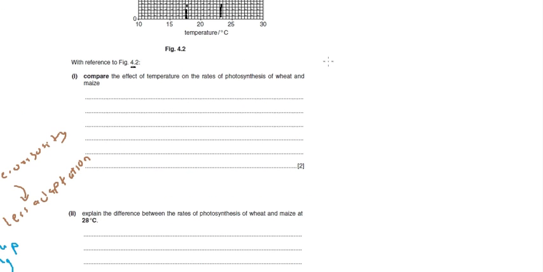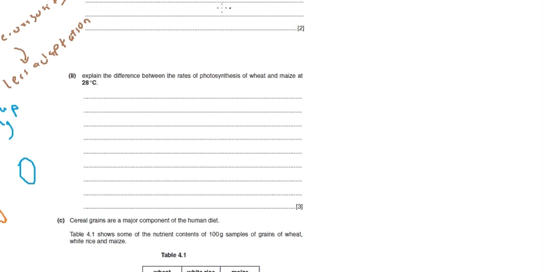Okay, let's see what the marking scheme says. The marking scheme says measures greater value at all temperatures. Yeah, optimum temperature. Yeah, the same points. We got our 2 marks. Then we go to the next question, which says: explain the difference between the rates of photosynthesis of wheat and maize at 25 degrees.